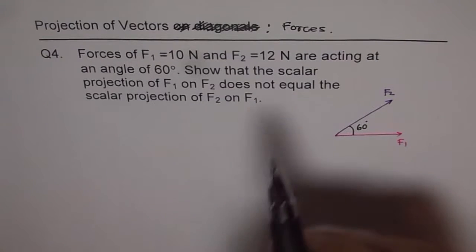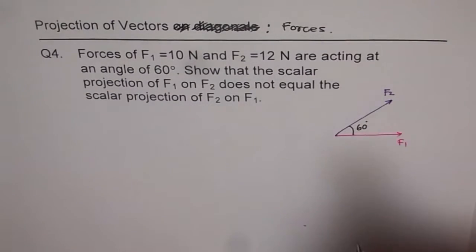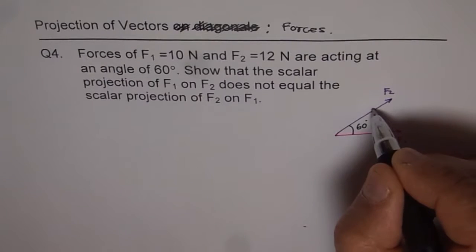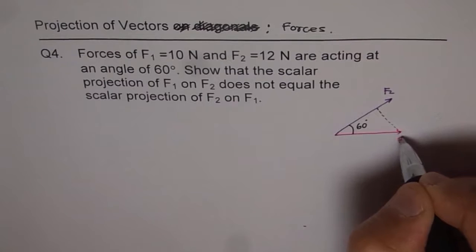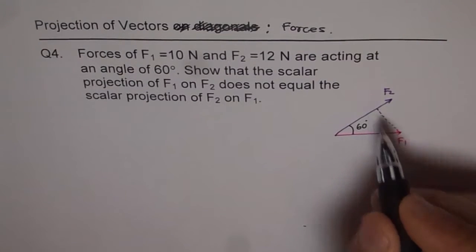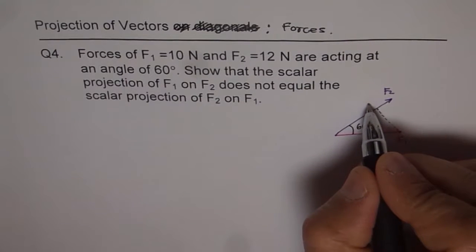Now what you need to do is show that the scalar projection of F1 on F2, that means when you project F1 on F2, what do you get? You probably get something like this. Do you see that? That is the scalar projection of F1 on F2. So let me call this point A.